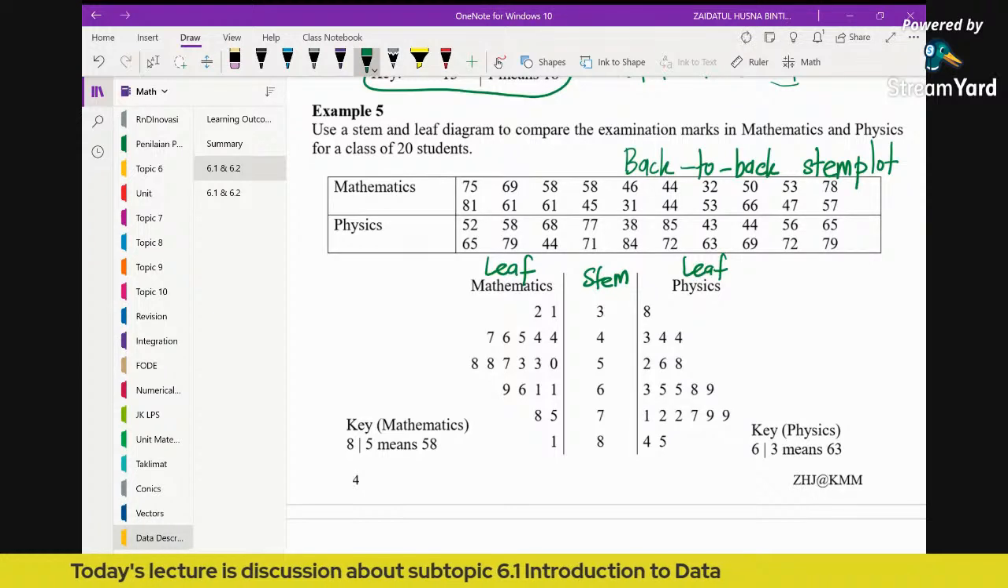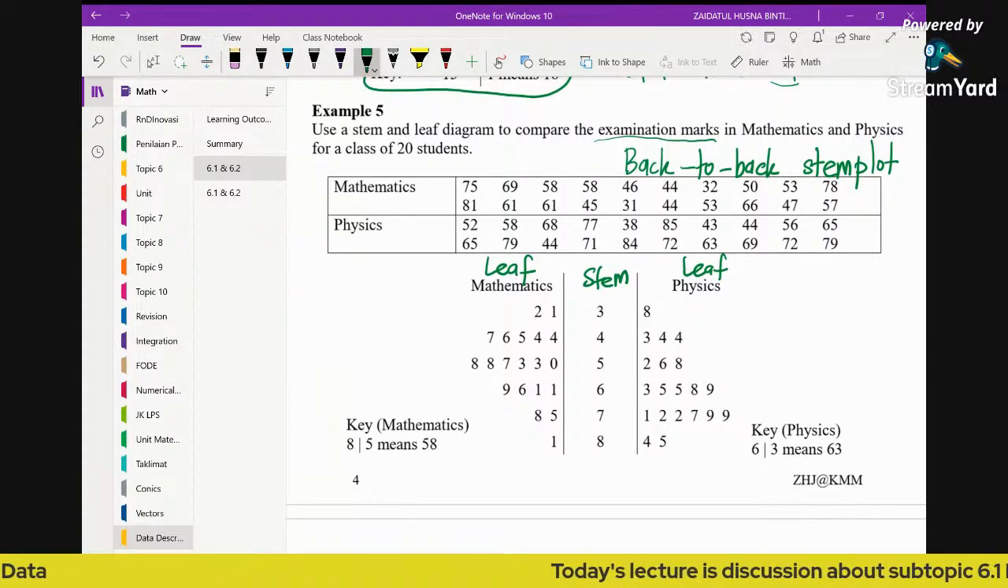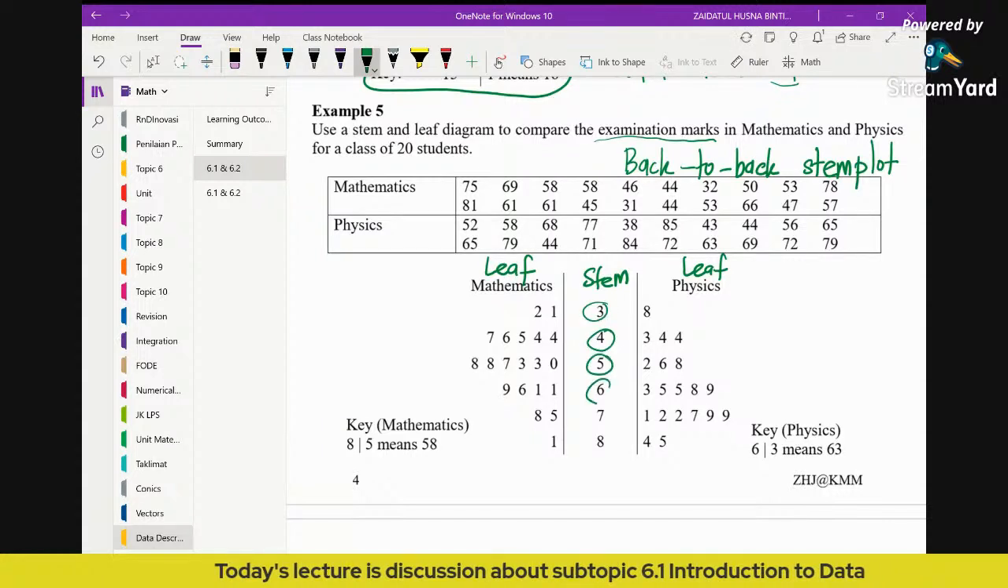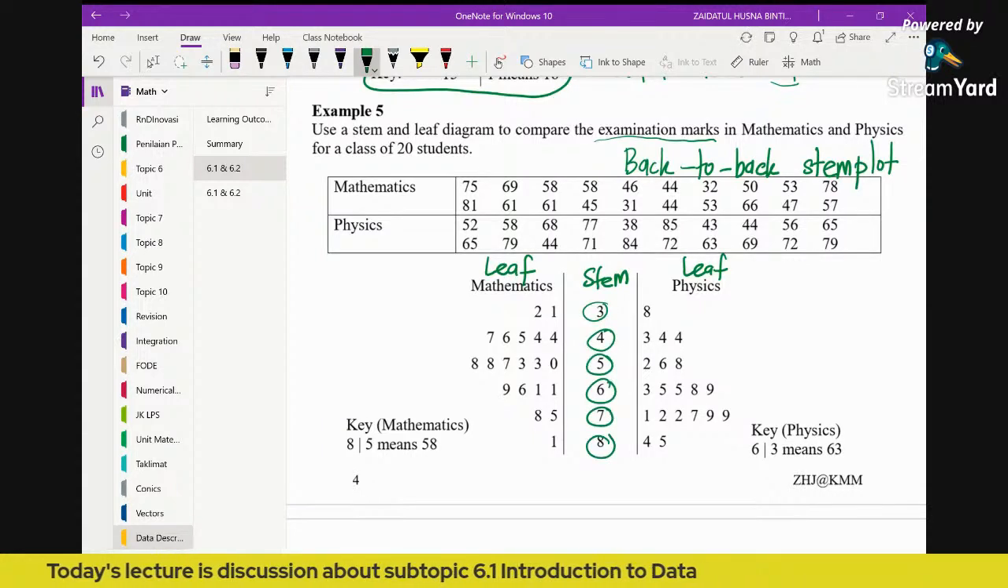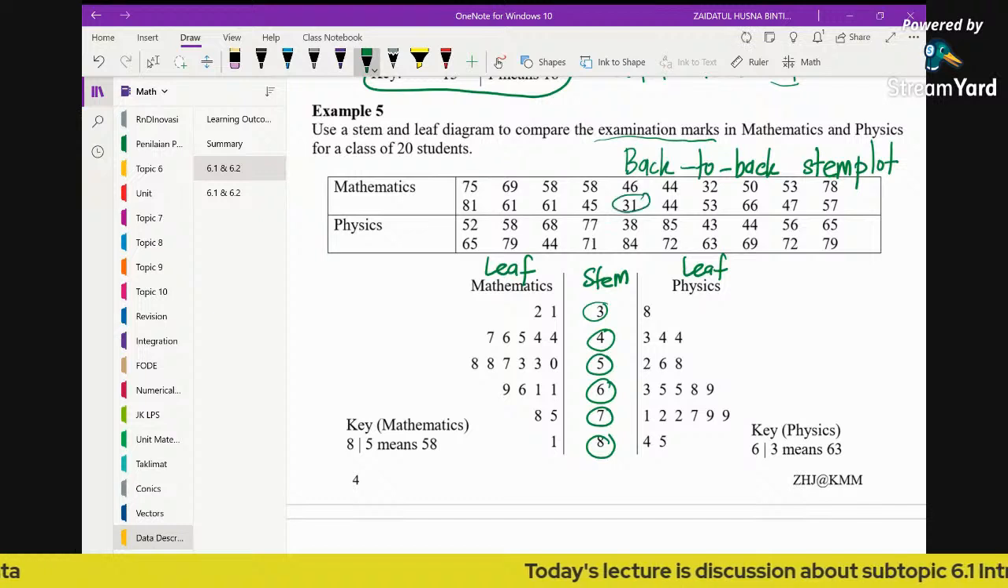The marks here are marks of examination, so they are given in tens digits. We use the stem to represent the first digit, while the leaves represent the second digit. So for example, for the mathematics score, the lowest mark is 31, right? So we put 3 here, and we put 1.